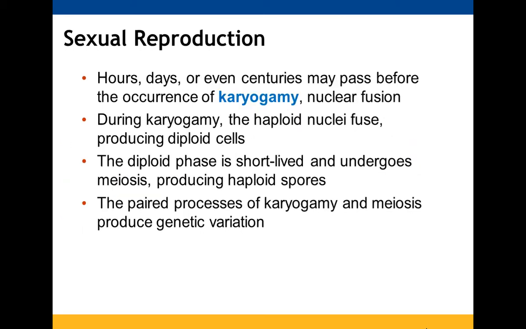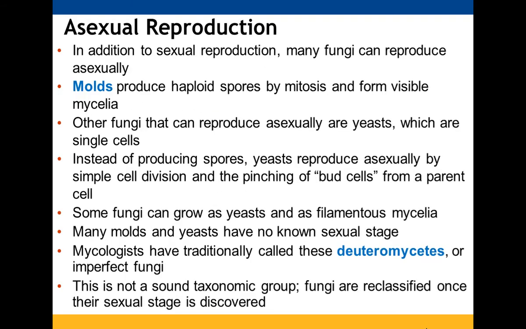Karyogamy is when the nuclear fusion takes place. Again, that can happen within hours, days, or even centuries, and that'll produce your diploid cells. Those diploid cells do not last very long. They go through meiosis to make your haploid spores. And these two processes help to increase the genetic variation among fungi.